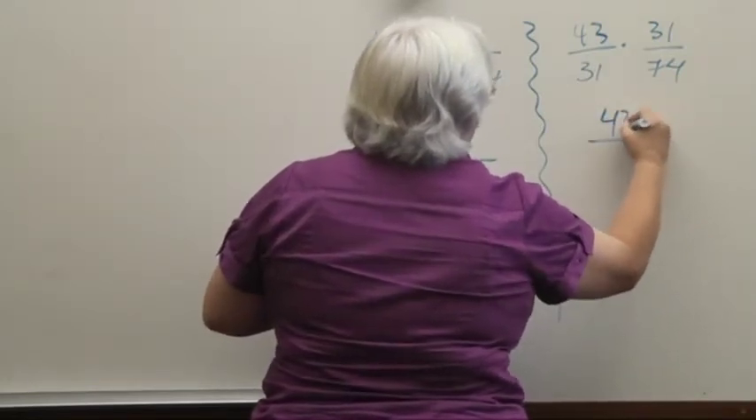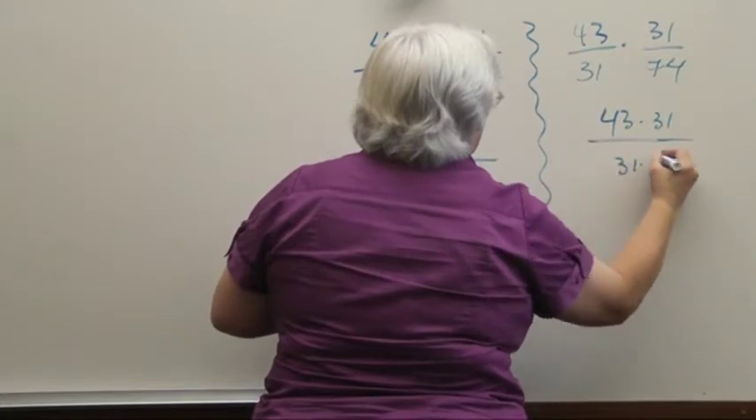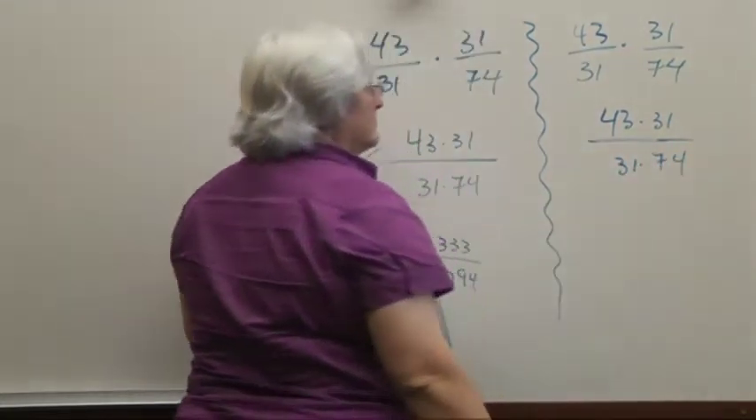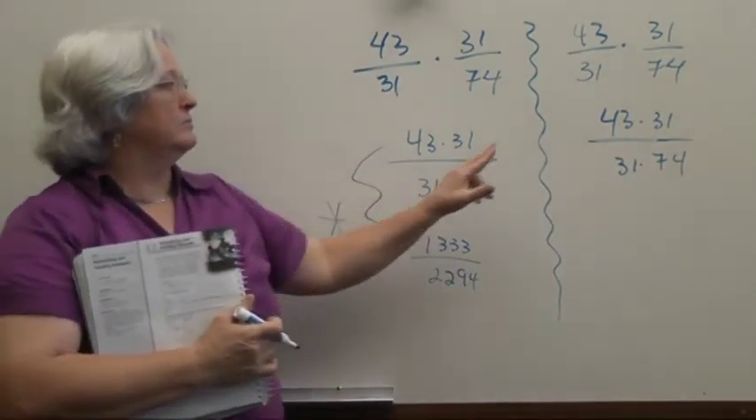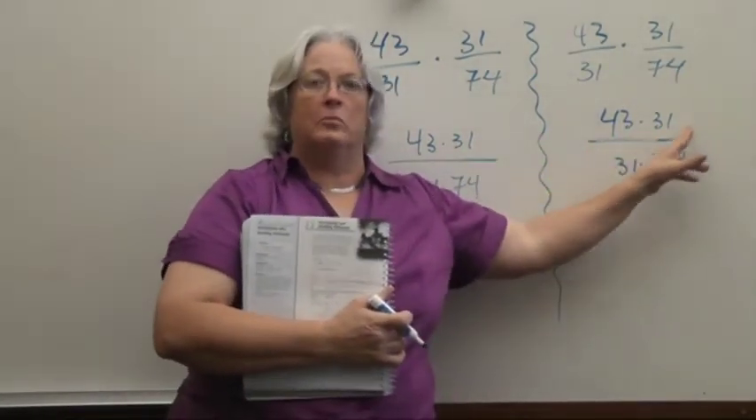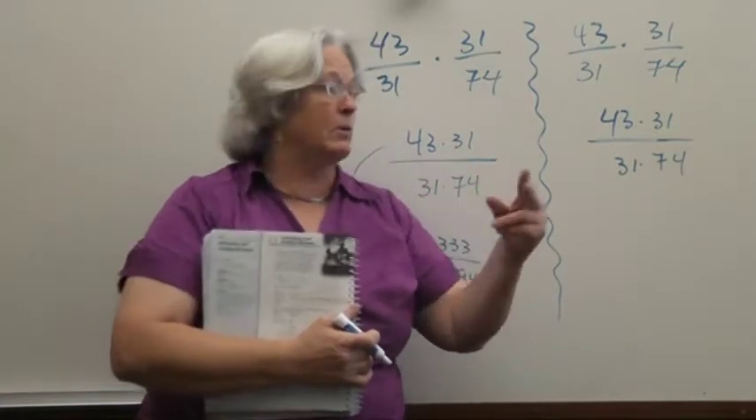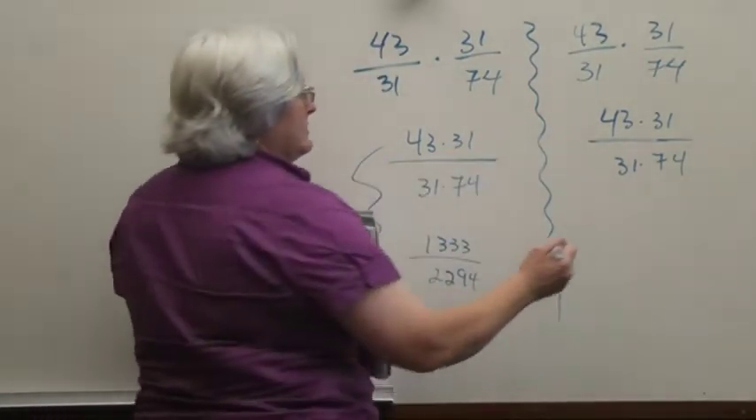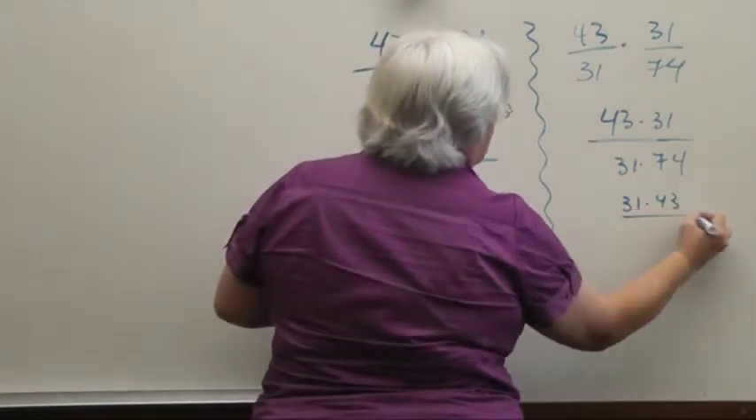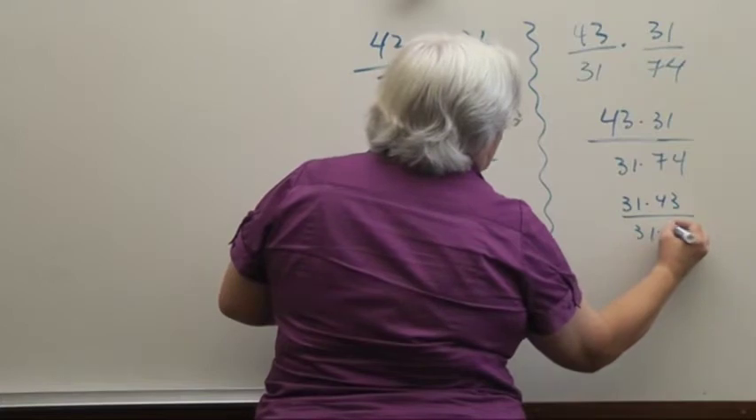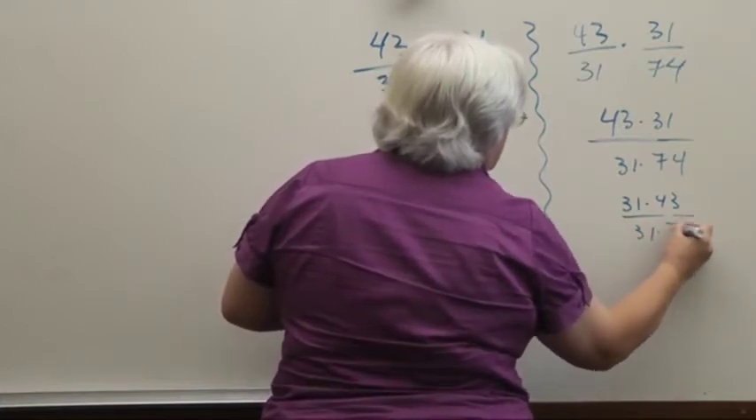So if we have 43 times 31 in the numerator and 31 times 74 in the denominator, that's exactly what I did here. You use the commutative property of multiplication, which lets you reverse the order of the factors. You have 31 times 43 divided by 31 times 74.